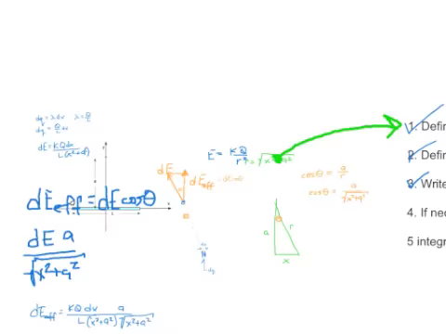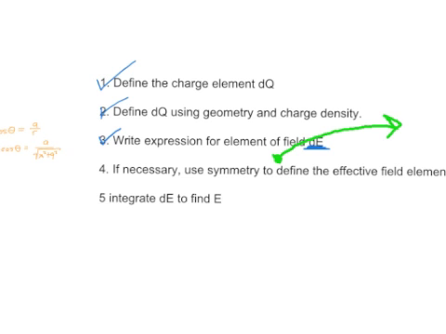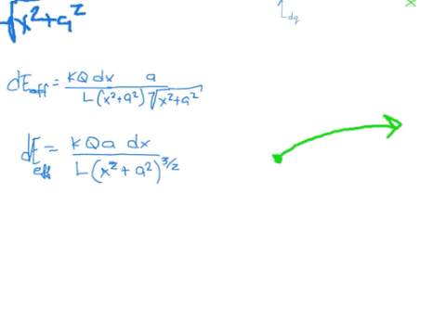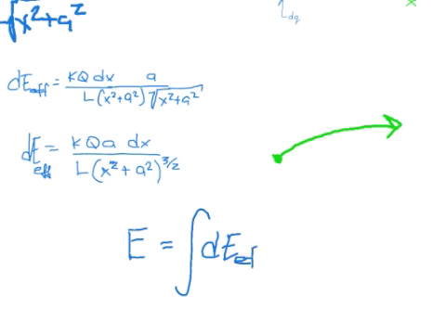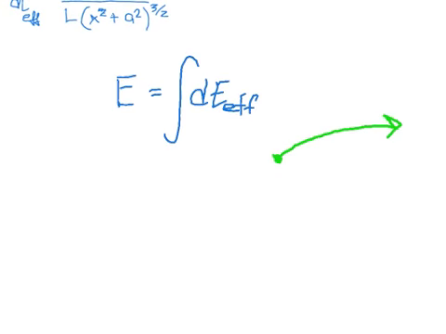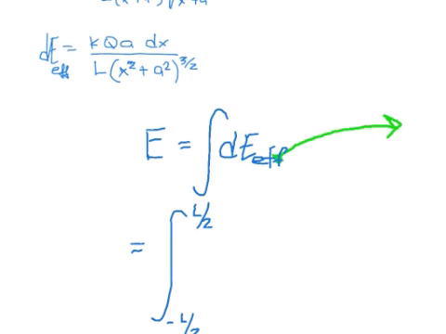And in fact, I think we're nearly at the end. We've used symmetry to define the effective field element dE effective. And now what we're supposed to do is integrate dE to find E. Well, in this case, this is pretty hard to do. It's not impossible, but it is definitely a pain. I'm going to just write out where we're headed here. We're going to say that E is going to be the integral of dE effective. And if we want to add up all the possible values of dE effective, we would do that by taking the integral from x equals negative L over 2 to L over 2 of that big ugly thing we had up there.